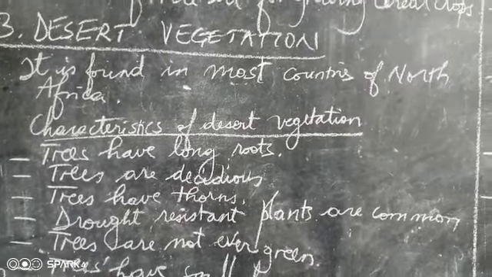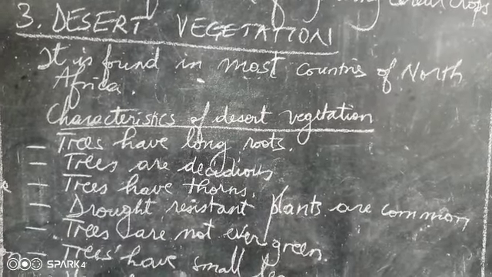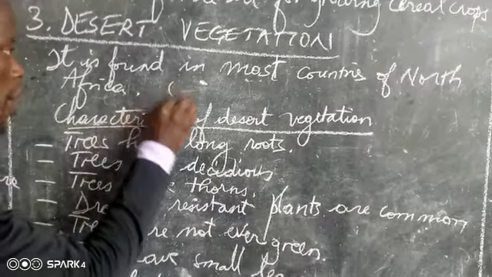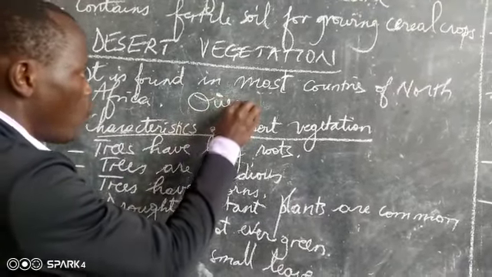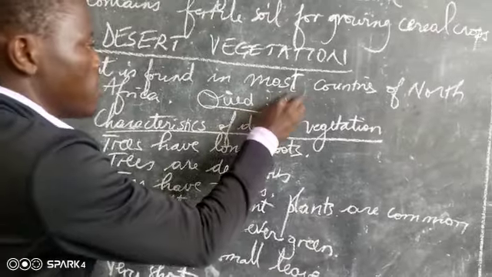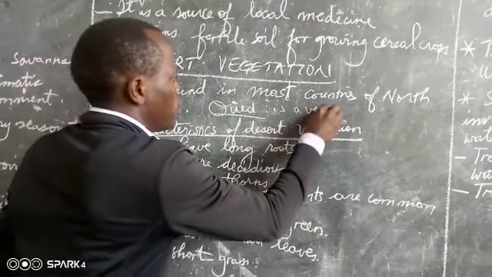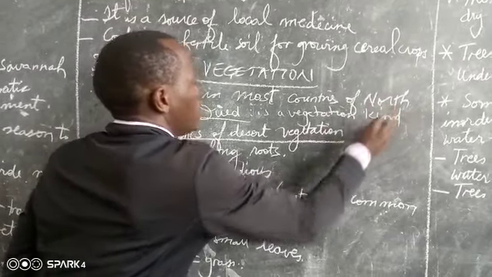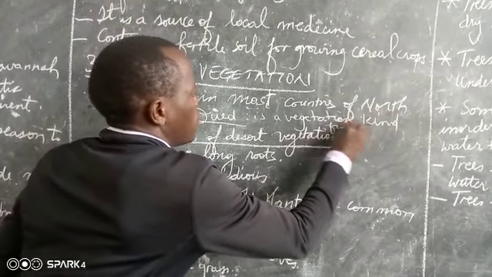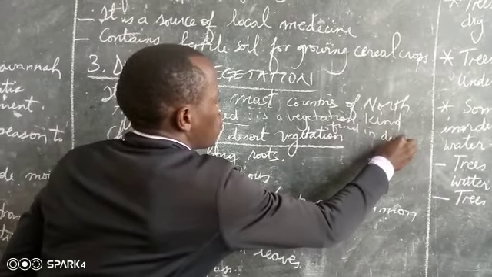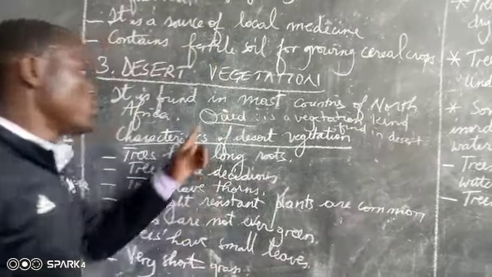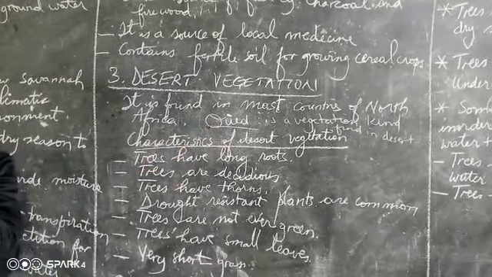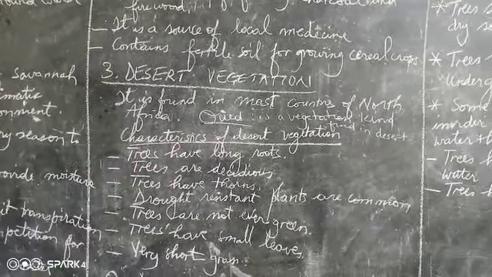And remember, any kind of vegetation which can be found in desert is called weed. Weed is a kind of vegetation found in desert. So anywhere you face the question, define the term weed, make sure that you remember that weeds are vegetation types that can be found in desert.